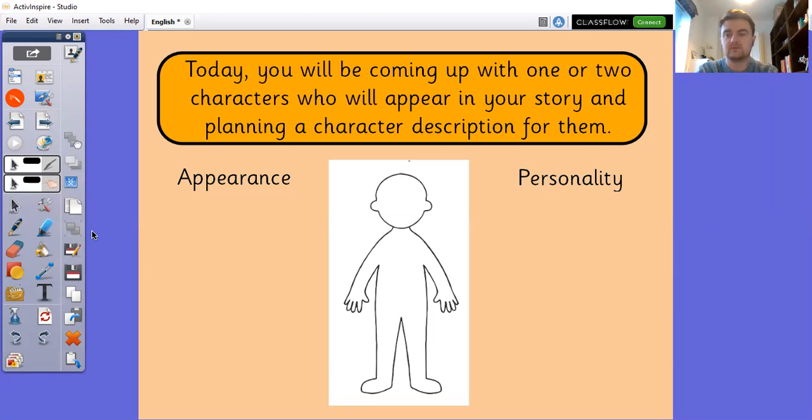And the main things that we're going to be looking at are their appearance and their personality. On the next few slides, there are some different scaffolds that might help you to come up with some ideas about the sort of things that you might want to focus on. For today, you're just taking notes. So it can be a mind map, it can be bullet points, you can draw pictures as well as writing those words down. It's however you guys want to plan your character.